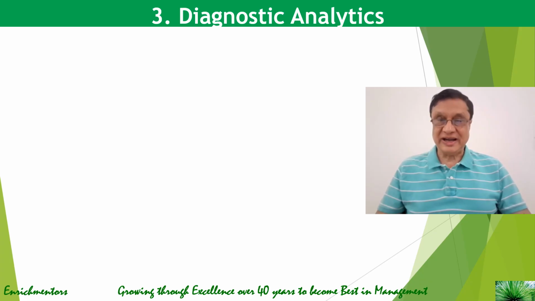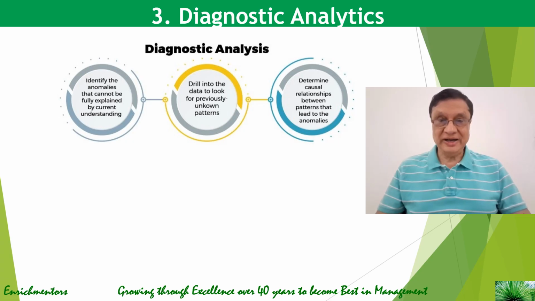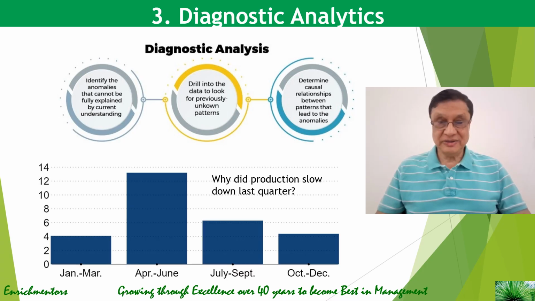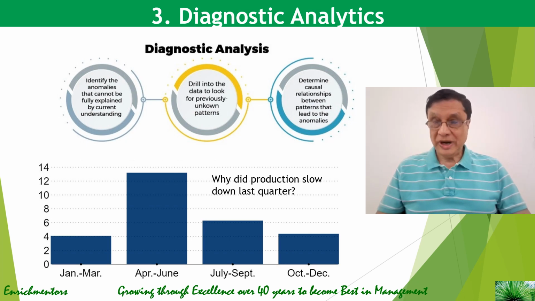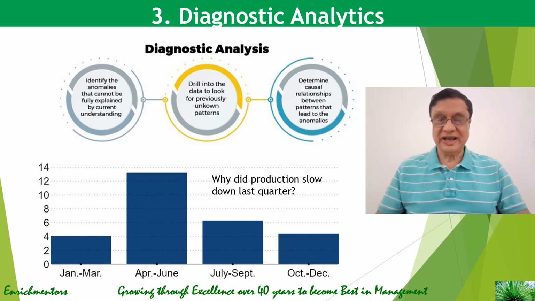The third is diagnostic analytics. This comes immediately after descriptive, where you identify the causes behind past outcomes using deep statistical analysis, and you determine the relationships between the patterns that lead to anomalies. For example, if your production fell from the April to June quarter to the July to August and October to December quarters, and you want to know why production went down in the last two quarters, you will be using diagnostic analytics in advanced analytics methods.